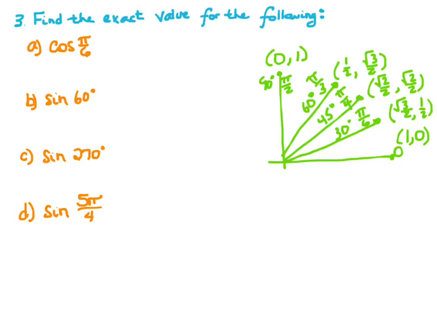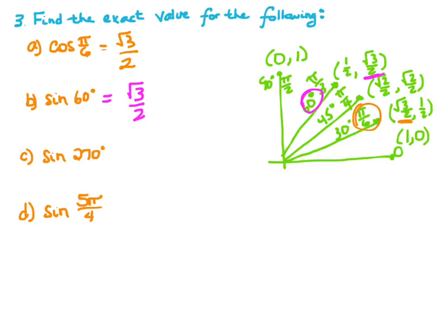All right, so now that we have that quick sketch of the first quadrant, let's see if we can fill in these values. Cosine of pi over 6. If I look over here at my drawing, pi over 6 is here. Cosine is the x-coordinate, which is square root of 3 over 2. Sine of 60 degrees. 60 degrees is here. Sine is the y-coordinate, and so again we get square root of 3 over 2.